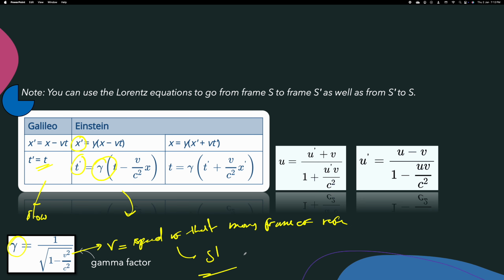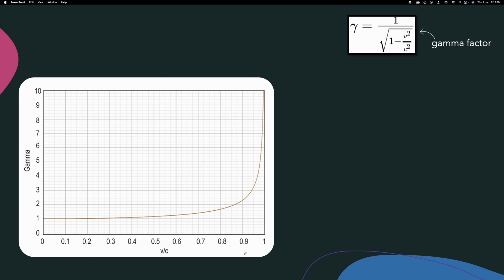Clear? And if I draw the graph between gamma and v over c, you understand that if v over c is equal to 1, the denominator becomes 0 and 1 over 0 is undefined, infinity. So when the value of v over c is about 1, you can see that your gamma value goes to infinity. There's a vertical asymptote at 1.